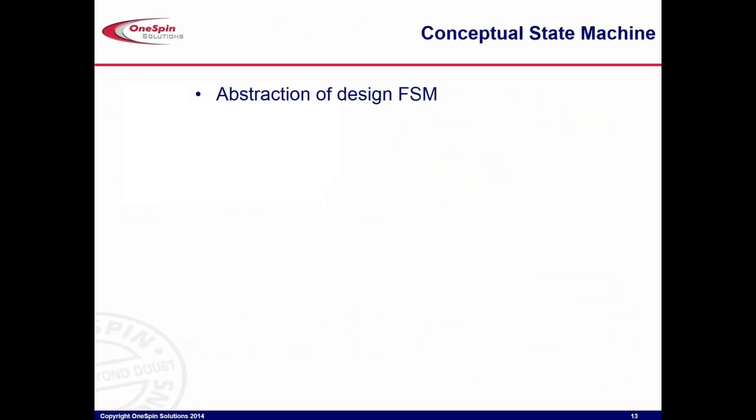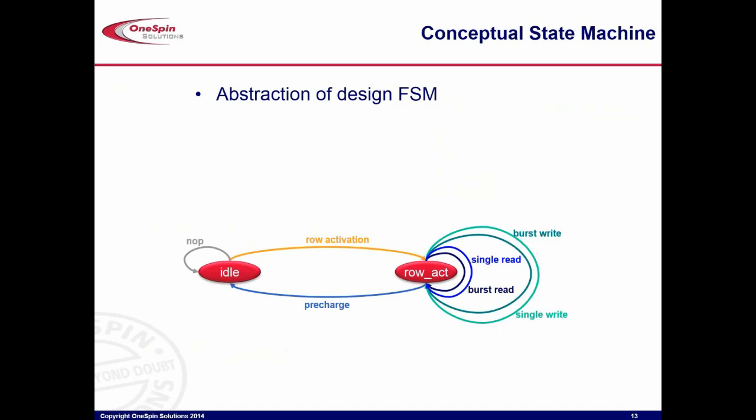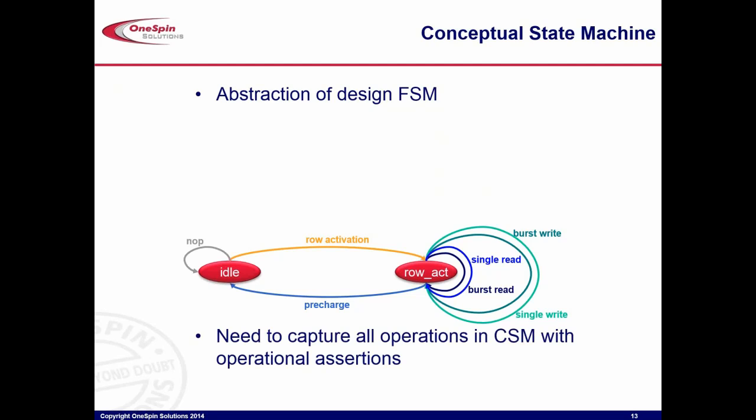And what I want to do is conceptualize this, abstracting away from the state machine and having this kind of abstracted picture, a graph that shows me what the design can do. And if I can capture all the operations in this conceptual state machine with assertions, I can basically have much better coverage than looking only at the line coverage that I can achieve.